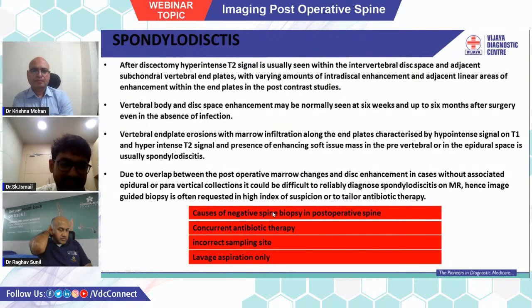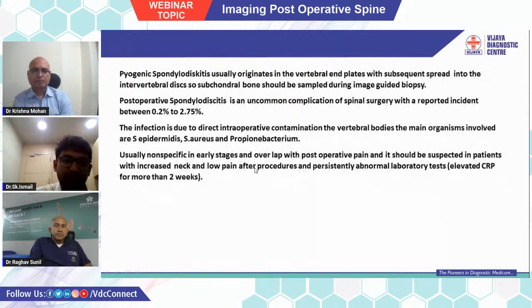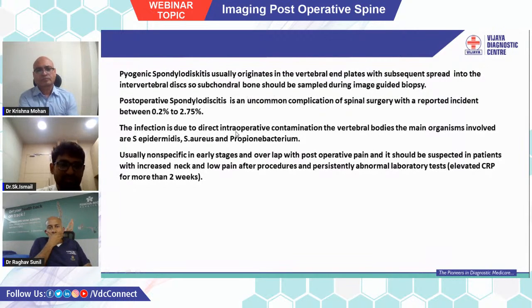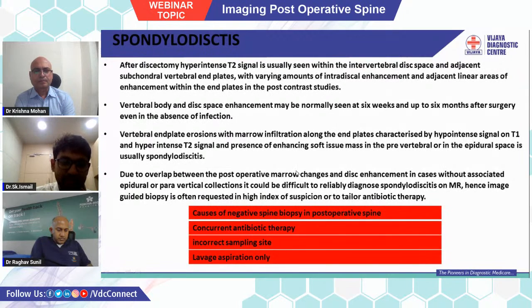So in those cases, it is advisable to go for a nuclear scan or an image guided biopsy. The subchondral bone should always be sampled, because the site of infection, whether from direct contamination or through hematogenous spread, starts at the level of subchondral bone, and from the subchondral bone the infection spreads into the adjacent disc space. So whenever we are going for an image guided biopsy, the subchondral bone should always be sampled. If it is not sampled, then we get a negative biopsy.